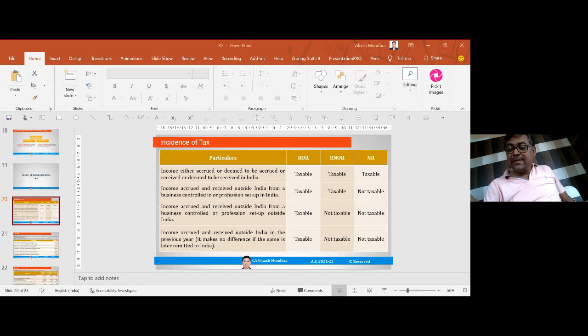Someone is asking that in the previous example of 110 days, she will be not ordinary. No, Mr. Prakash, she is an ordinary resident. Why? She is a resident, it is very clear. Is she satisfying the conditions given under section 6(6)? First, she is in India for 770 days in the 7 years immediately preceding the previous year. Number one condition is fulfilled, the 730 plus condition is fulfilled.